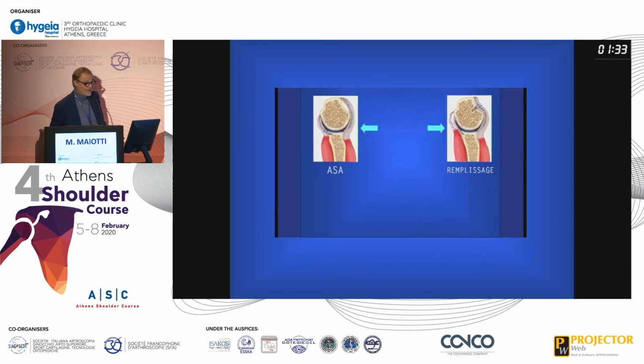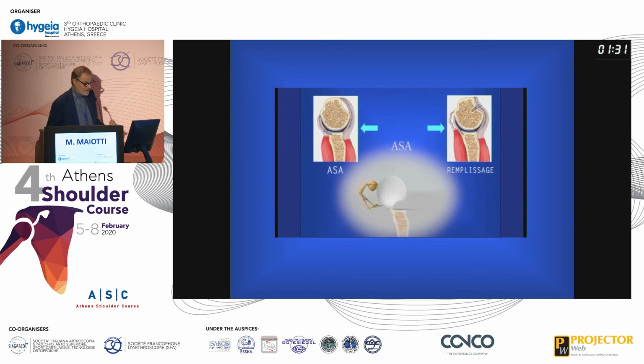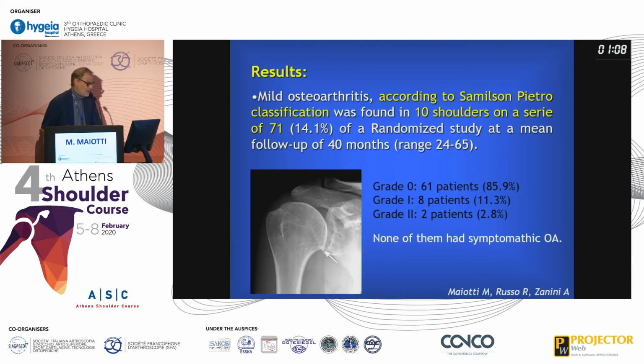And we think that ASA functions in the opposite way of the remplissage, because it pushes the humeral head behind, and the remplissage pulls the humeral head behind. So it's an opposite action, but you address the problem where it is, in the anterior side, not in the posterior side. We are publishing another article to show that there is no problem with arthropathy or osteoarthritis.